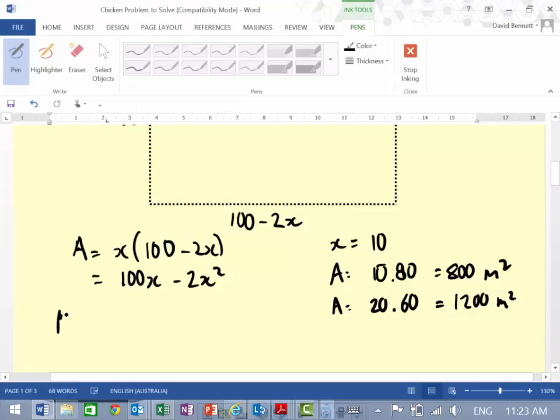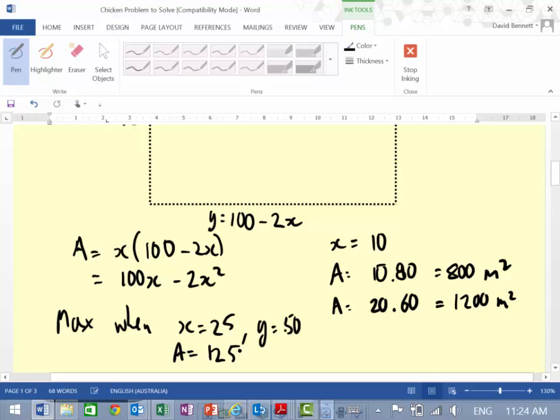So max when x is equal to 25, so that makes the other side basically this y value, makes our y value equal to 50, doesn't it? And so the area is going to be equal to 1,250 square metres.